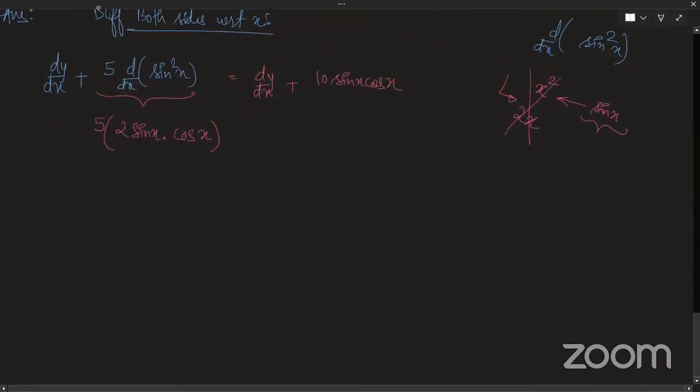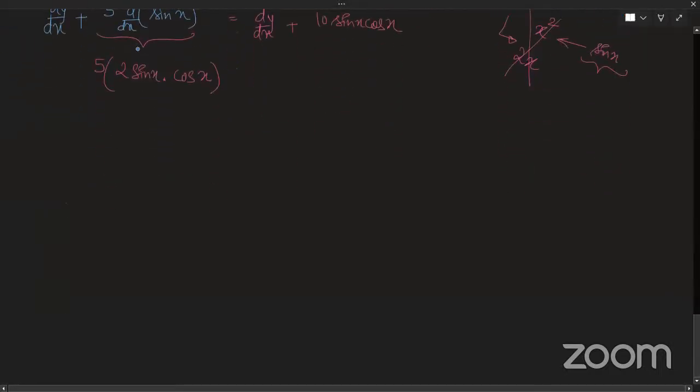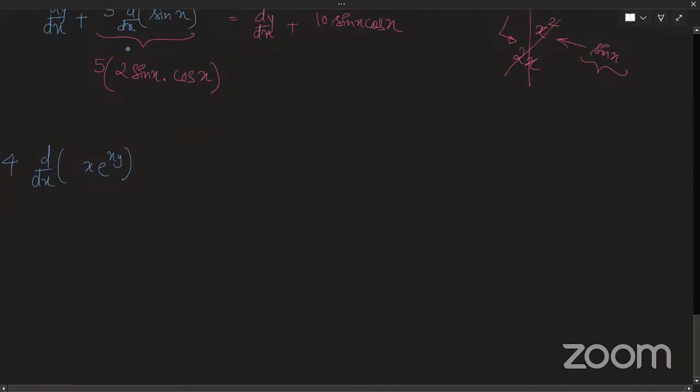Okay, great. Now let us look at this side. This side looks a little bit tougher. So you have got d by dx of 4x into e raised to xy. Fine, you have got this. So your 4 can be taken outside. It is a constant. So you have got x into e raised to xy. So it is basically a product of two functions. Do you agree? It is product of two functions.